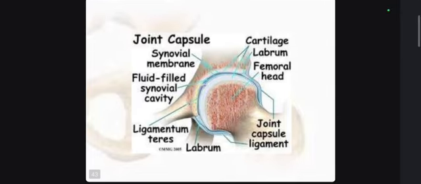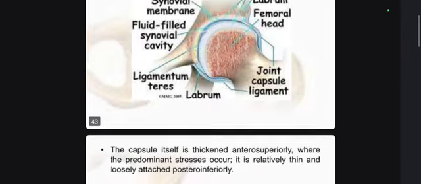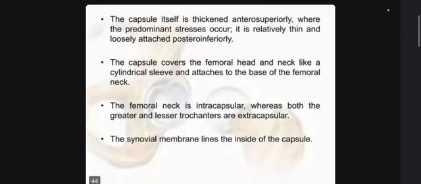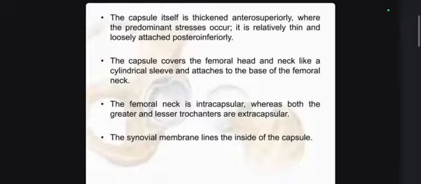This image shows the joint capsule, synovial membrane, fluid-filled synovial cavity, ligamentum teres, labrum, femoral head, cartilage, etc. The capsule itself is thickened anterosuperiorly where the predominant stresses occur. It is relatively thin and loosely attached posteroinferiorly.